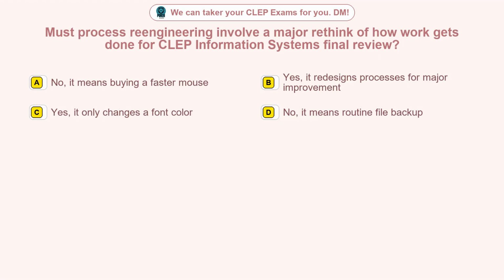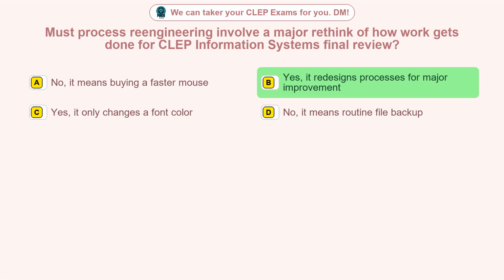Question 17. Must process reengineering involve a major rethink of how work gets done for CLEP Information Systems final review? Option A. No, it means buying a faster mouse. Option B. Yes, it redesigns processes for major improvement. Option C. Yes, it only changes a font color. Option D. No, it means routine file backup.